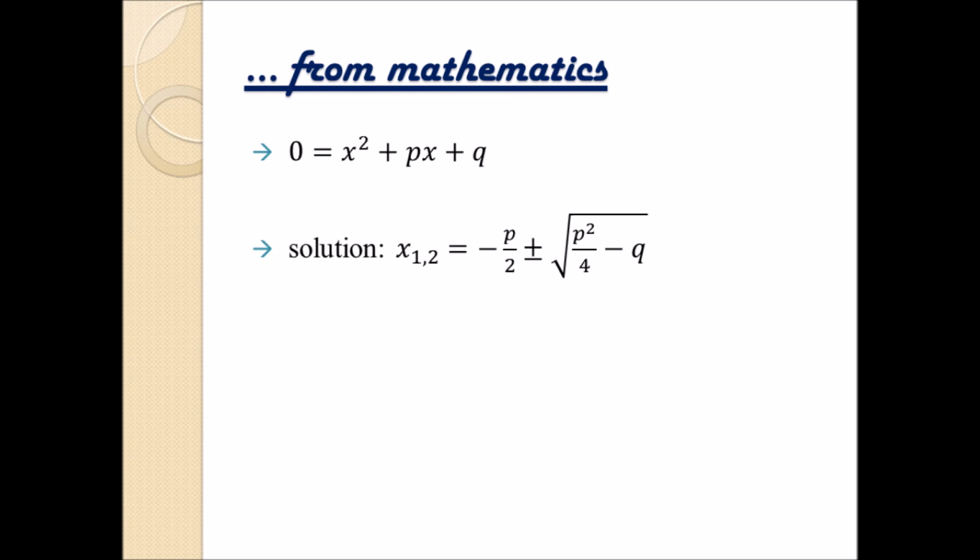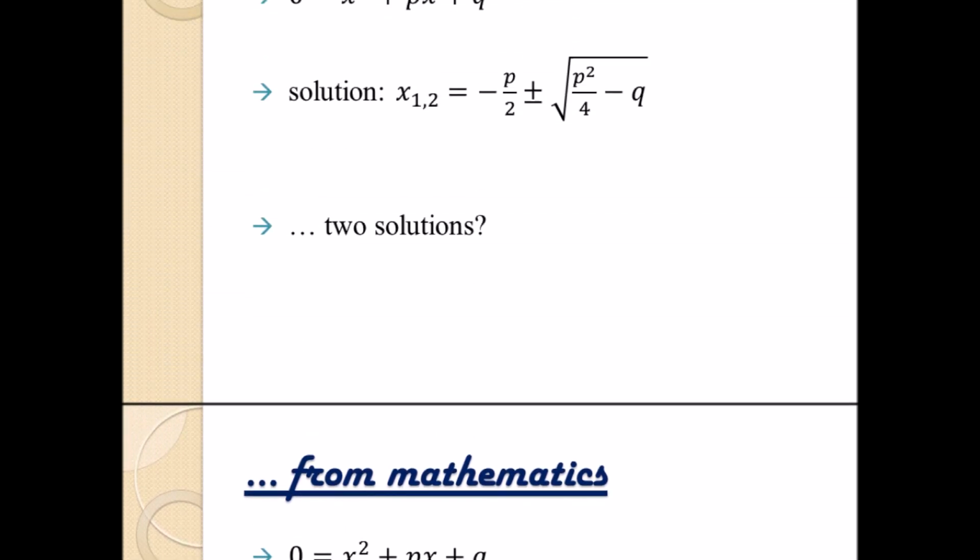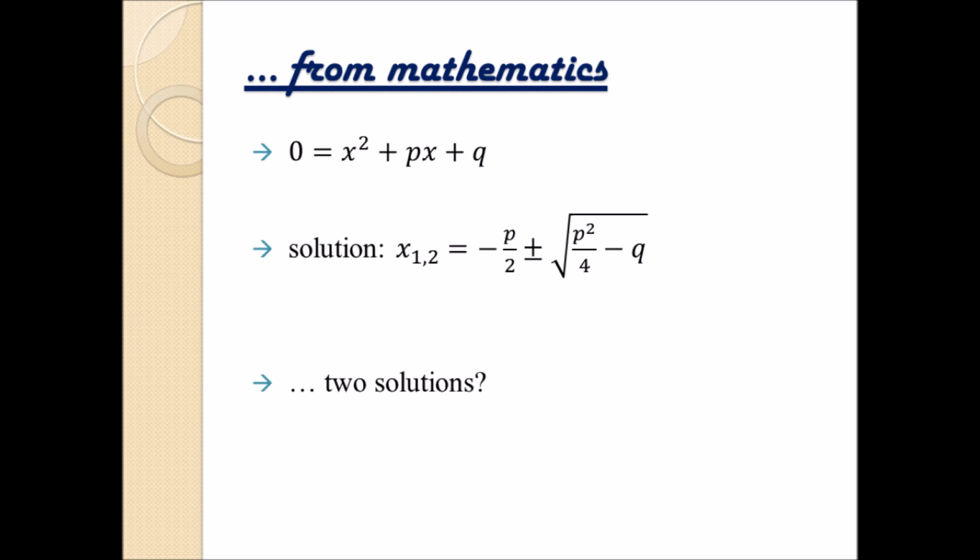And the solution for such an easy term like 0 equals x squared plus px plus q is given here. Of course, every quadratic equation has two solutions. Now, we of course know that we are looking for one initial speed and not for two, and it cannot have two values. So where's the problem?